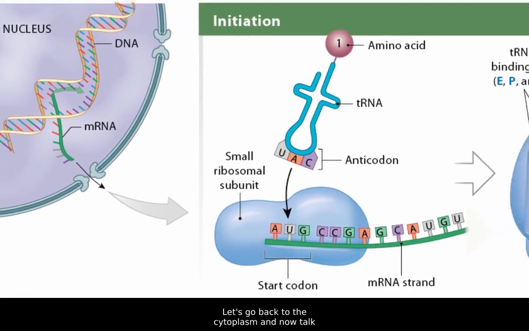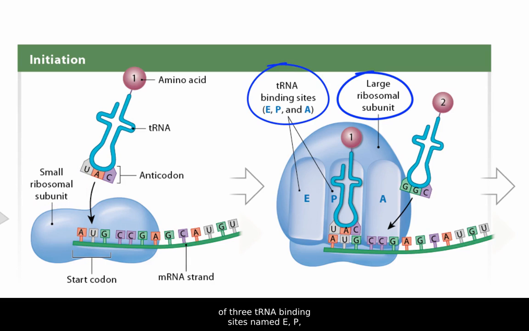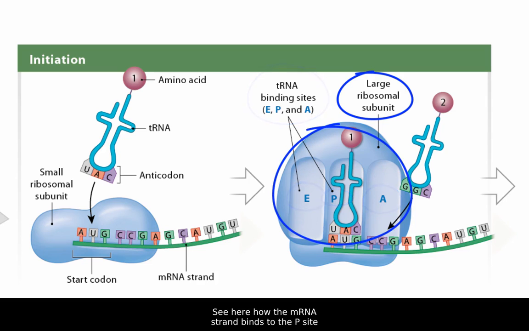Let's go back to the cytoplasm and now talk about the ribosomes, one of which is represented here. Notice that inside each ribosome is a series of 3 tRNA binding sites named E, P, and A on what is called the large ribosomal subunit. That can be seen here. See here how the mRNA strand binds to the P site on the large ribosomal subunit.